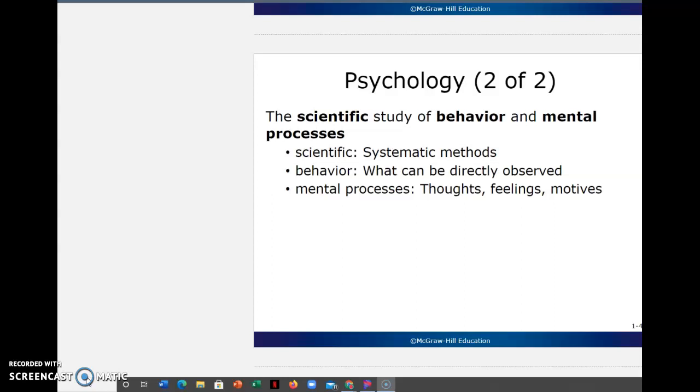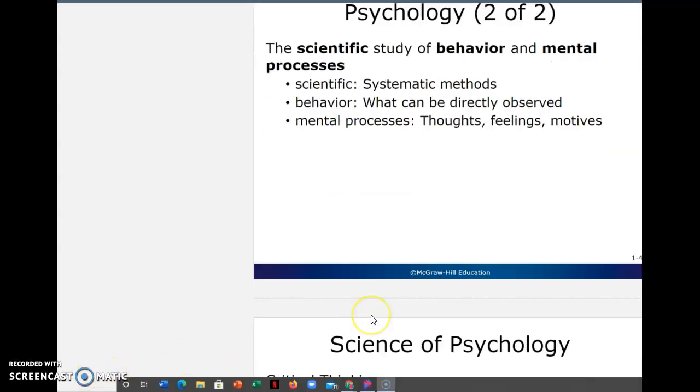And then, of course, the mental process side of it. This is a little bit trickier because these are the things that we can't see. This is what's going on in the brain: their thoughts, their feelings, their motives. And so we put those two together, the behavior and the mental processes, study that through scientific means, and thus we have psychology. So that is what I will be elaborating on and teaching you all semester. So I just wanted to set the groundwork on that definition there.